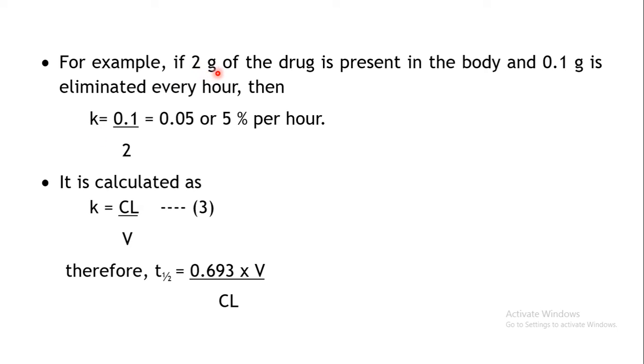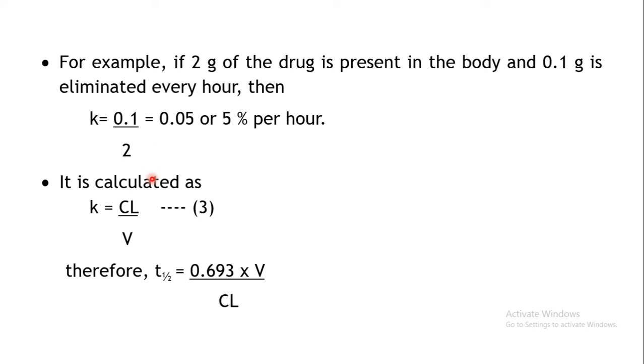Okay, now supposing the total amount of your drug present in the body is 2 grams, and say every hour out of this 2 grams 0.1 gram is removed out, or eliminated. Okay, either inactivation will take place or excretion will take place. So how you can calculate K? The amount which is eliminated every hour divided by the total amount will give you the elimination rate constant. So in this case it will be 0.05, or 5% per hour. So this is how the elimination rate constant can be calculated for a particular drug.